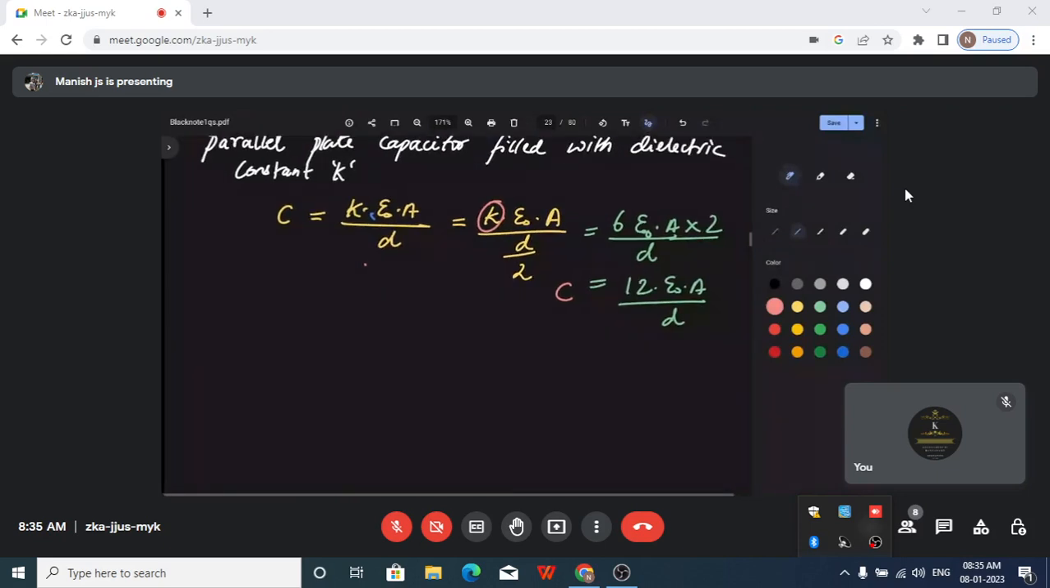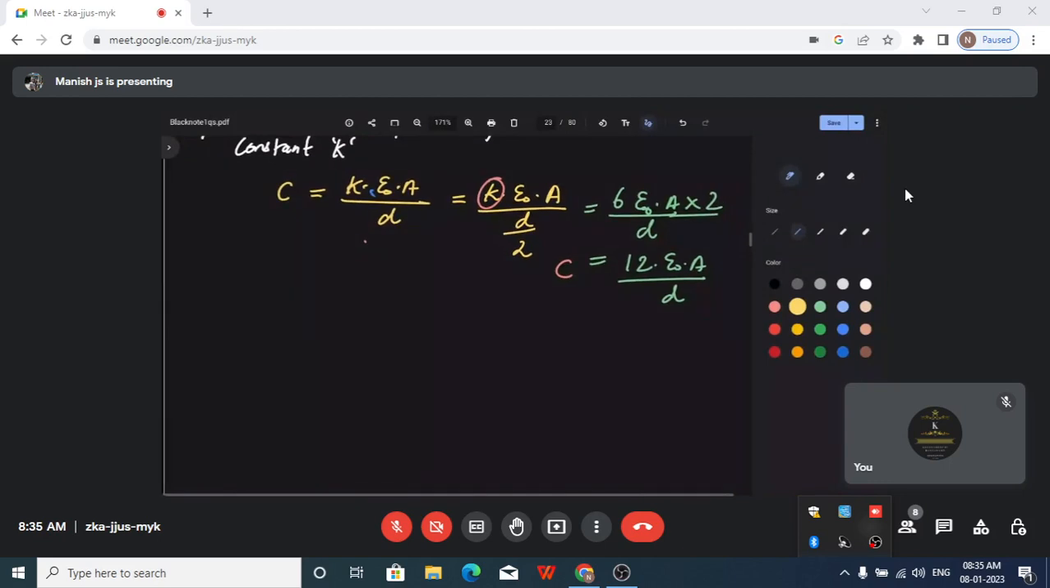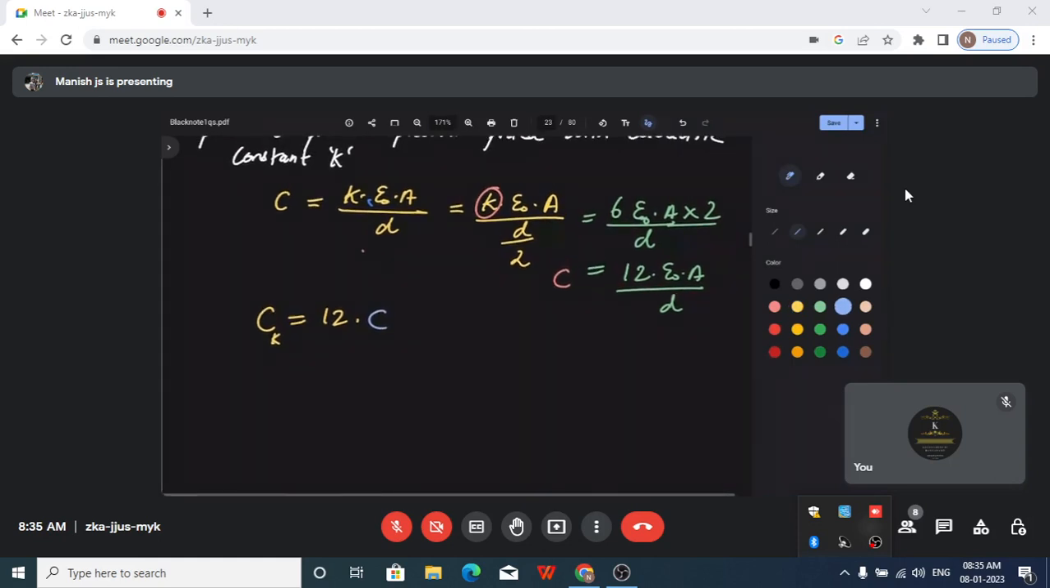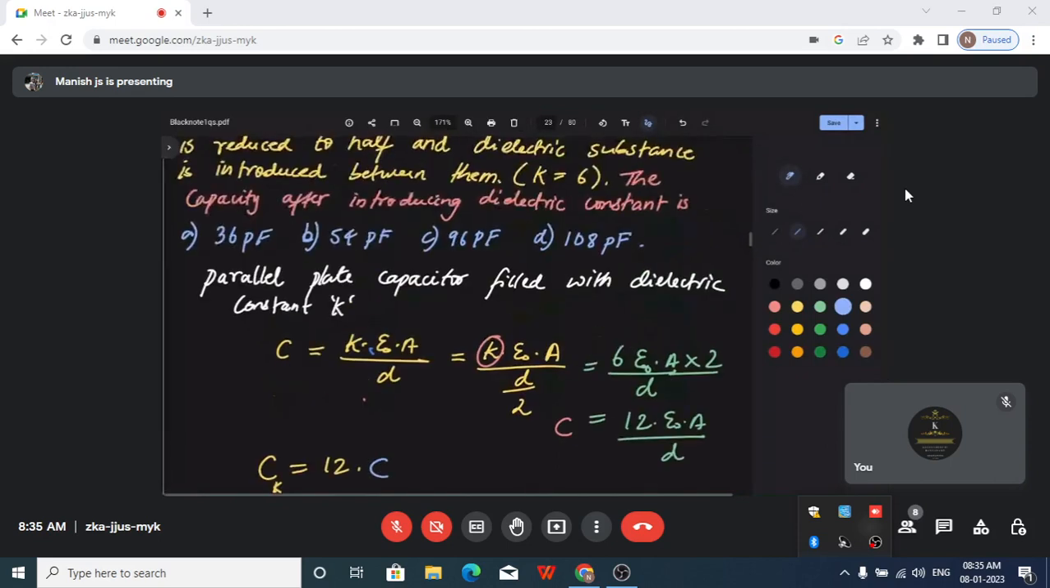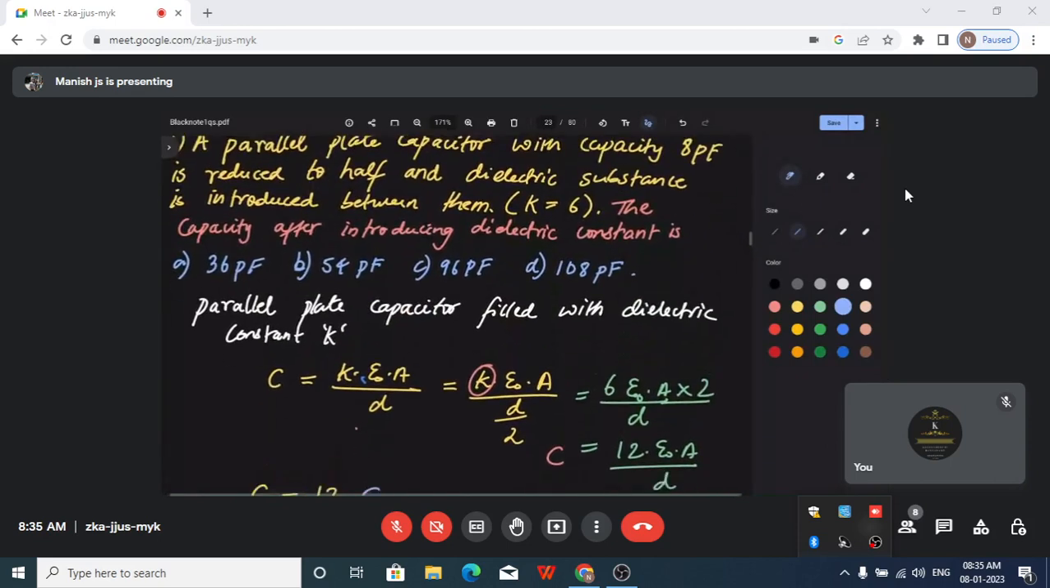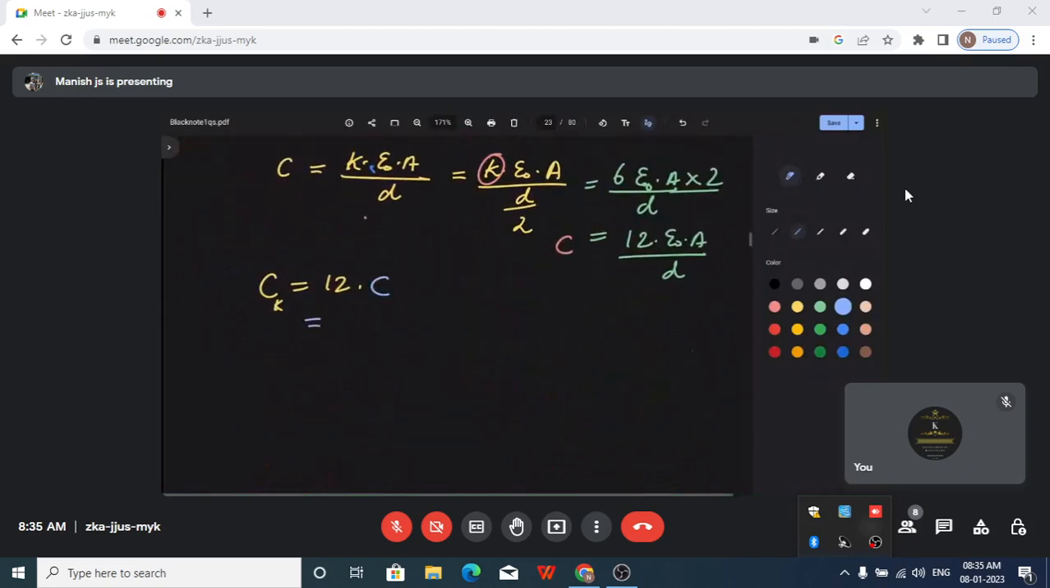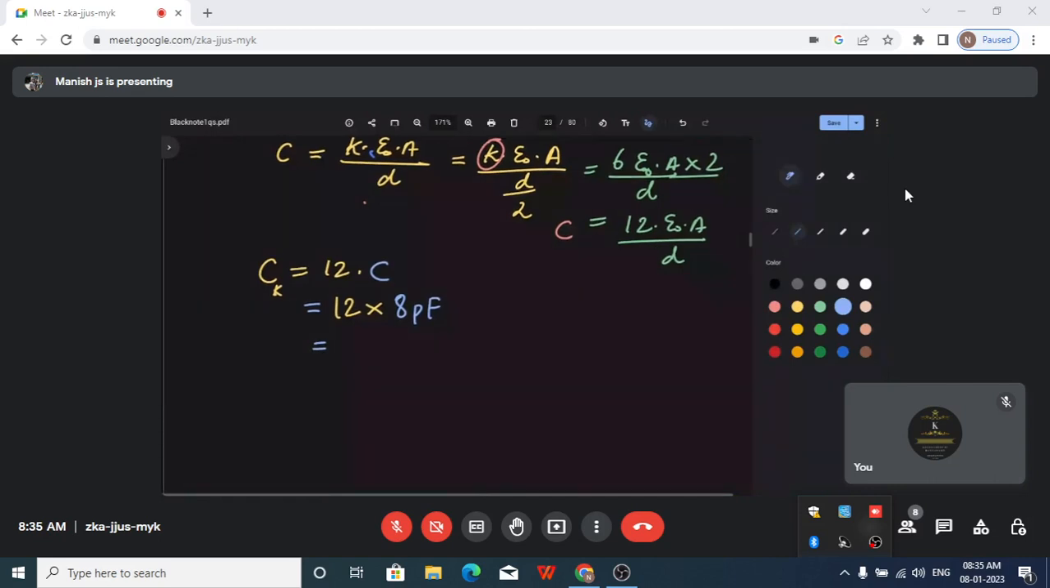Yes. So now what will be the answer? So you will get C is equal to 12 times epsilon naught A by D, which is the old C. So we will take this as C K is equal to 12 times the old C value. Old C value is the value without the dielectric slab. How much is that value? 8 picofarad. Yeah, directly substitute. What are you getting? 12 into 8 picofarad. What is the answer? 96 picofarad. That's all. The answer is 96.